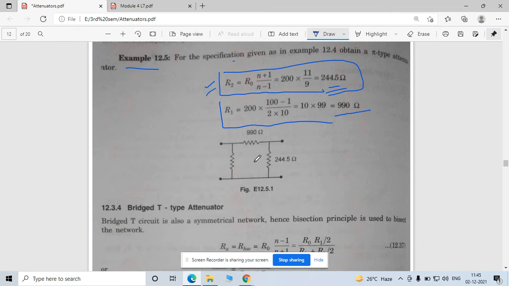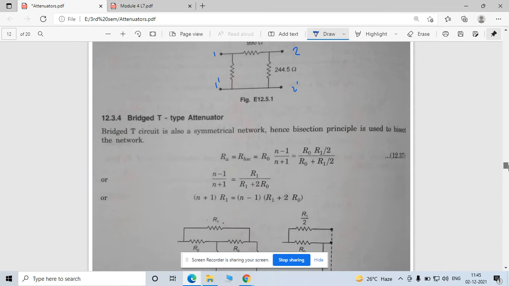Now this is your pi attenuator, right? This circuit acts as a pi attenuator. Now simply add this load resistance for the second port, and the source impedance and your source for terminal 1.